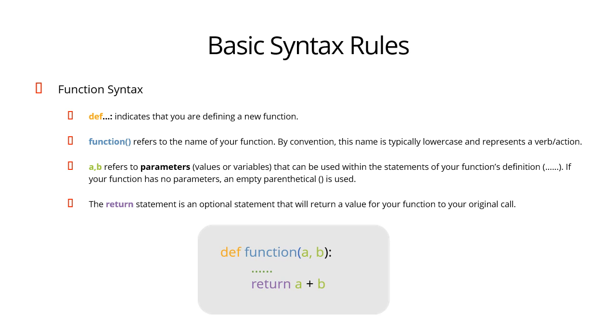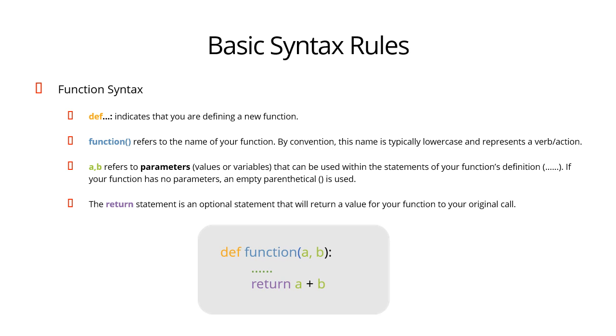So a and b refer to the parameters, that is values or variables, that can be used within the statements of your function's definition. If your function has no parameters, empty parentheses are used. The return statement is an optional statement that will return a value from your function to your original call. So this is really the basic syntax of defining a function in Python. What we're trying to say is we're just using it as an example.